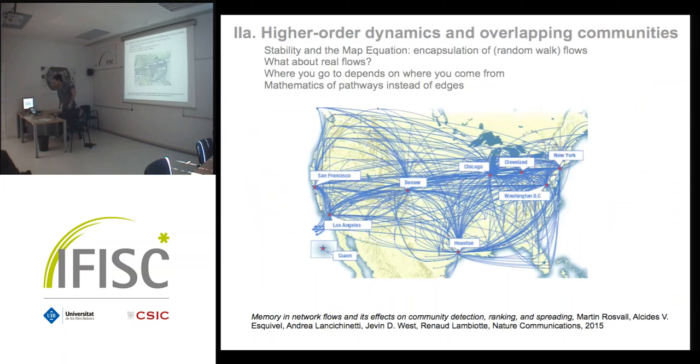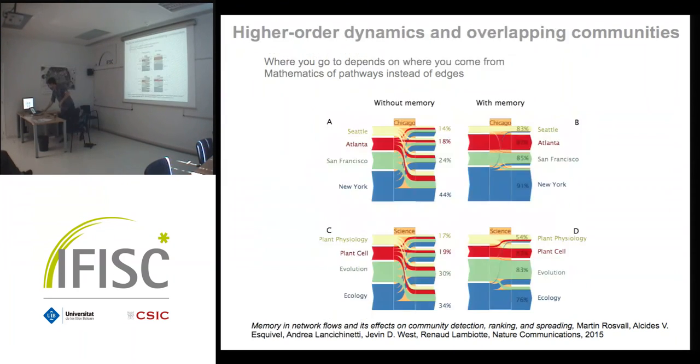So the first part was really about higher order dynamics. As I said, what we've been doing before, we used random flows to find information. But the question would be, do these random flows look like what happens in real life? Or are the flows that you observe completely different from these random flows? And this is something that we've been exploring in this work mainly with Martin Rosvall and Andrea Lancichinetti two years ago.